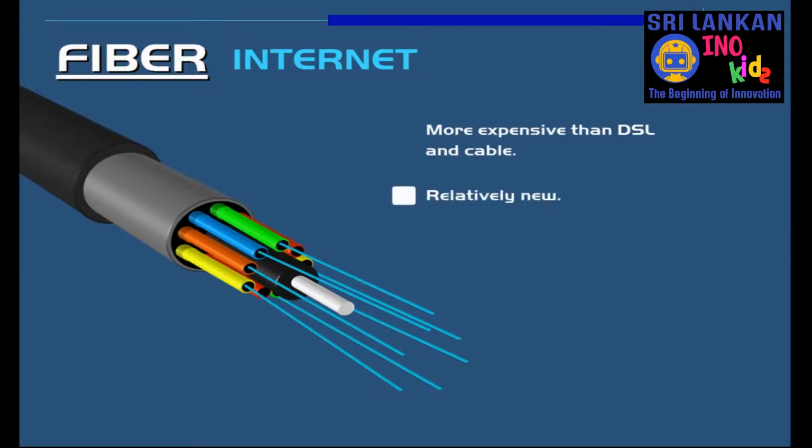So as you might have guessed, fiber is more expensive than DSL or cable, and fiber is relatively new compared to DSL or cable. The infrastructure is not there yet, so fiber may not be available in many locations.